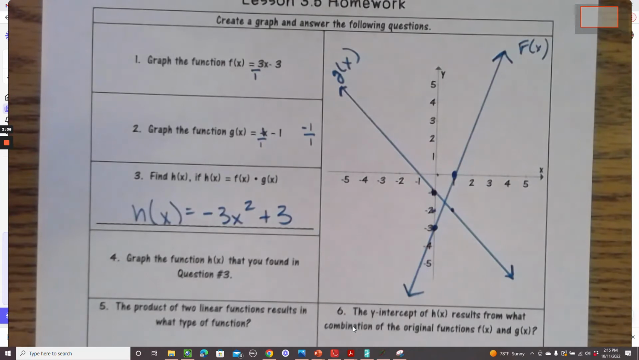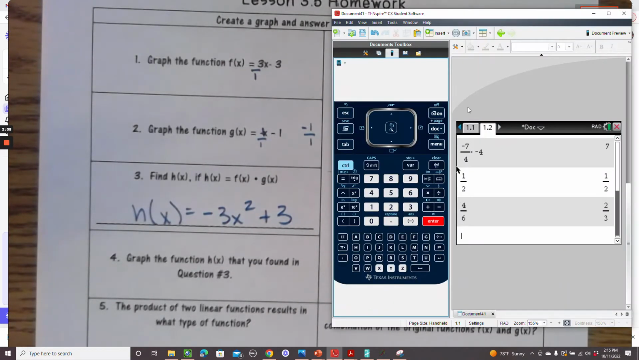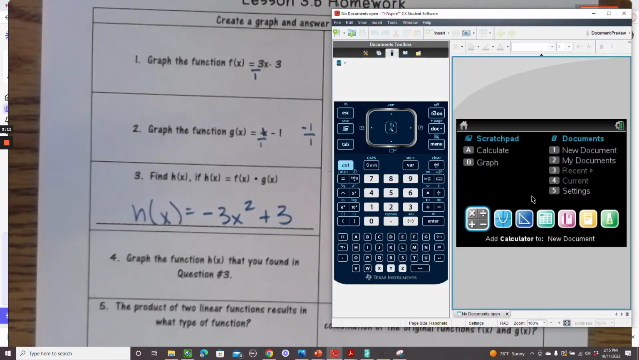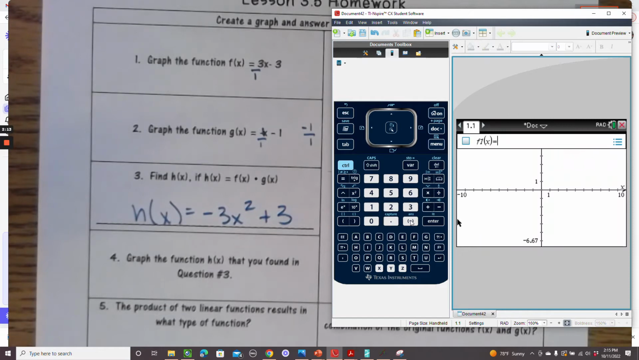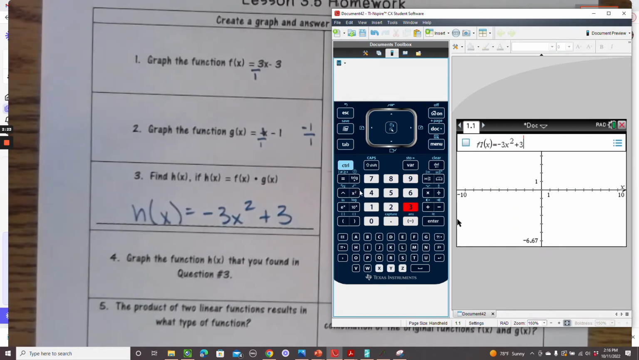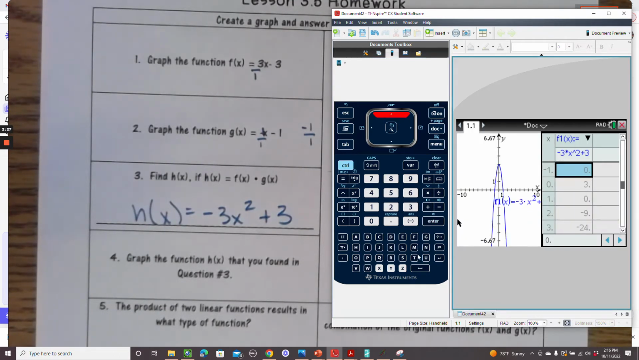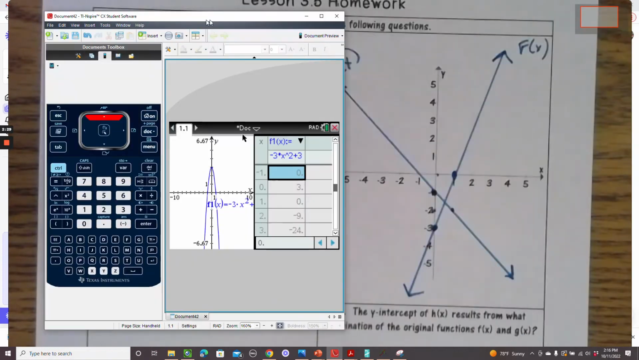Okay, the easiest way right now for you to graph a quadratic function like that is to type it into your calculator. Negative 3x squared plus 3. And then pull up the table, Control T. And then I've got some ordered pairs here that I can use.